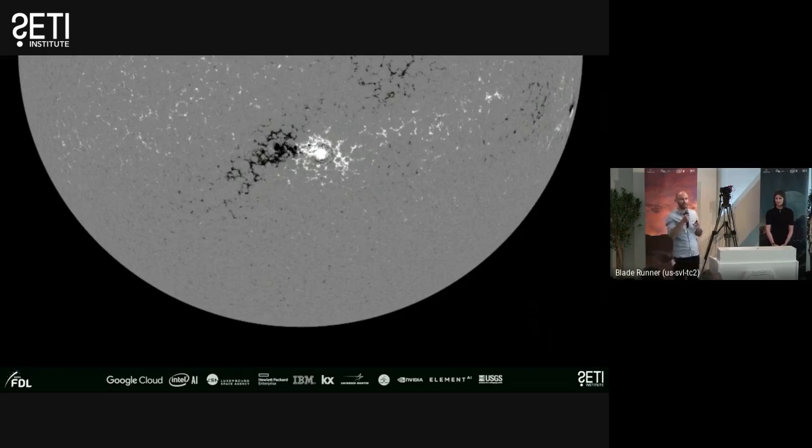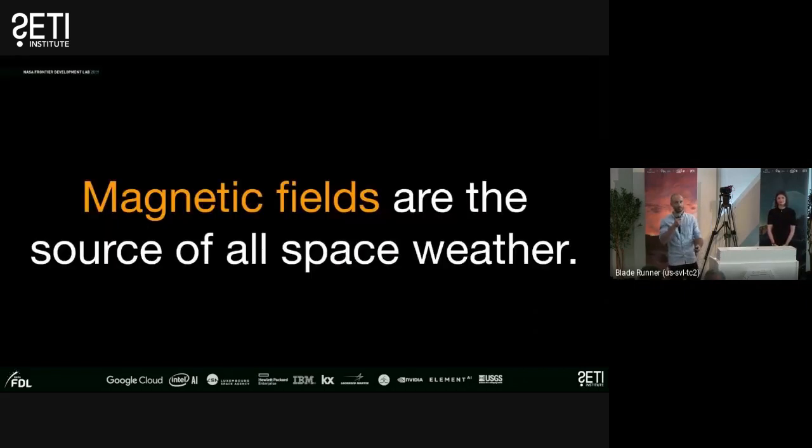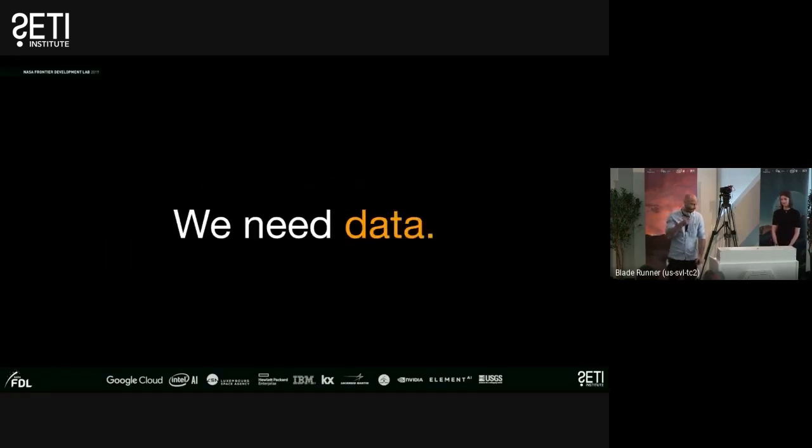So what you're seeing here is a picture taken by the SDO satellite, the HMI instrument, and what the colors show is the different polarities of magnetic field on the sun. And you can see there's a clear correlation between the active region and this complex patch of magnetic field on the sun. So magnetic fields are the driver for all space weather. In fact, if it wasn't for the magnetic field, the sun would be that boring plain dot I showed you at the start. But like anything, if we want to understand magnetism, we need data.